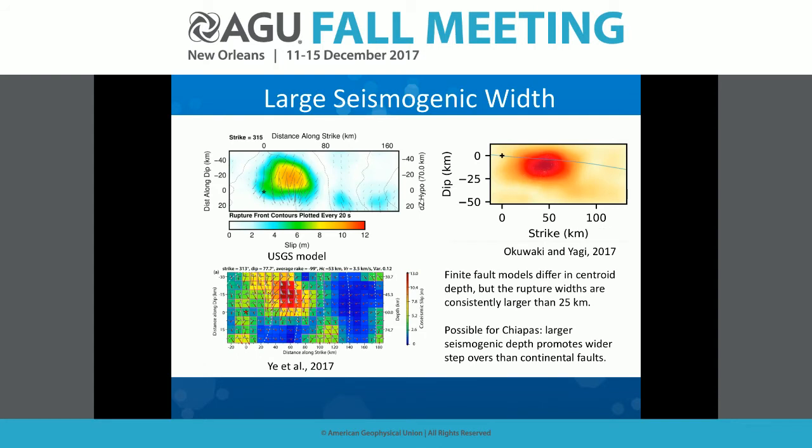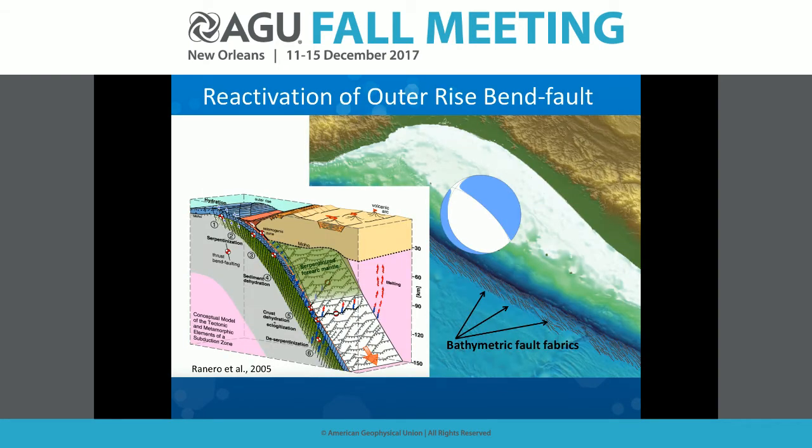And so here, if we look at the M8.2 main shock, these are a few published models. They differ in the centroid depths because probably they use different hypocenter depths. But the rupture widths here are consistently larger than 25 kilometers. So that really makes the case that this is a rather large seismogenic width, much larger than the 10-kilometer seismogenic width in California. So that's probably why we have this wide step over in this particular case.